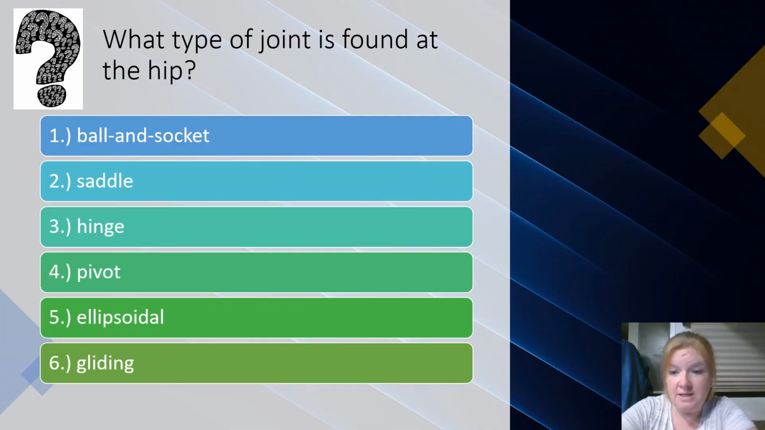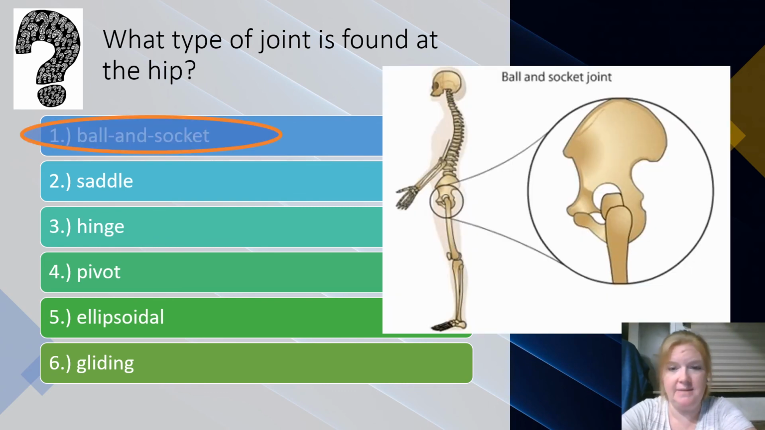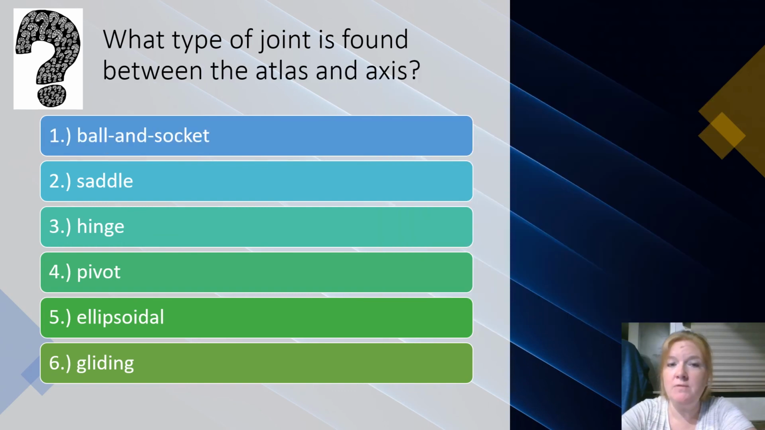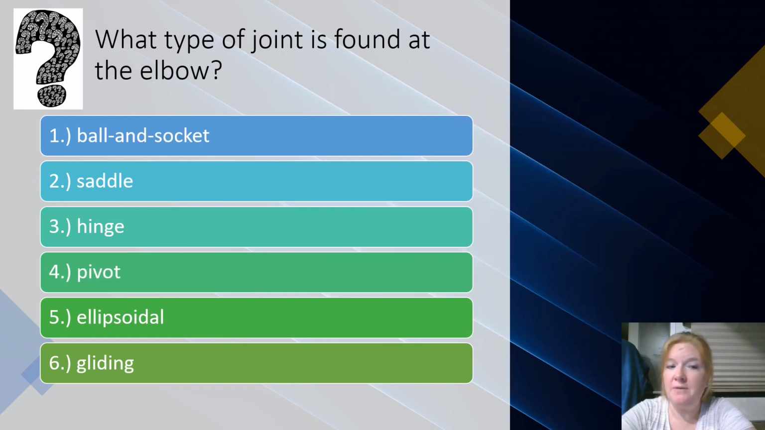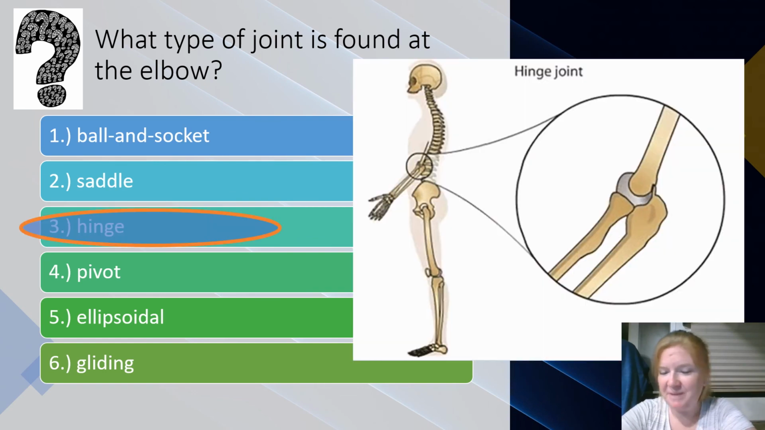What type of joint is found at the hip? We just talked about it. Yep, ball and socket. What type of joint is found between the atlas and the axis? Yep, pivot joint. Only place, well, primary place. What type of joint is found at the elbow? Yep, a hinge joint.